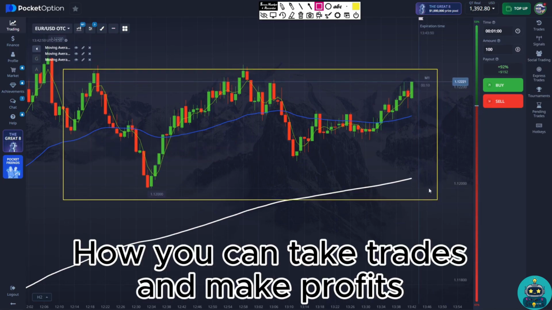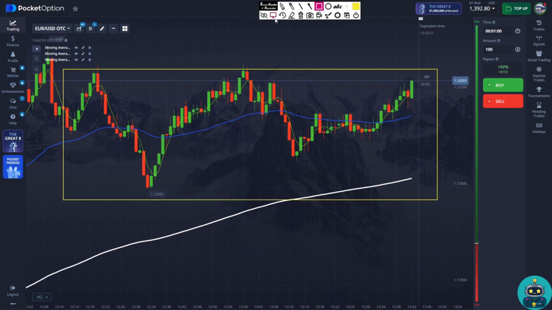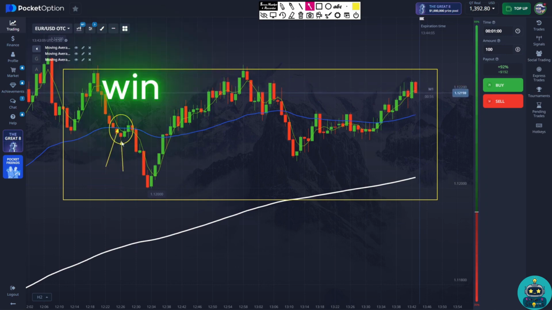Now let me tell you how you can take trades and make profit with the help of these indicators. You can see in this specific area that whenever the green line crosses the blue line in the downward direction, then you have to take a trade for the down direction of 1 minute. So here you can see the next candle is red, which means it's a win.